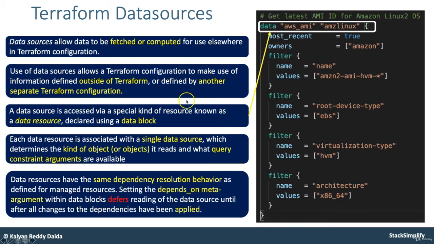Okay, so data resources have the same dependency resolution behavior as defined for managed resources. So it's the same as resources. Data resources can also have the depends_on meta argument. But the important thing here is that setting the depends_on meta argument within data blocks defers reading of the data source until after all changes to the dependency have been applied. Okay, so that's about it. Whether to use it or not is our choice, but it is supported, and it also tells us at what point the dependency is used.